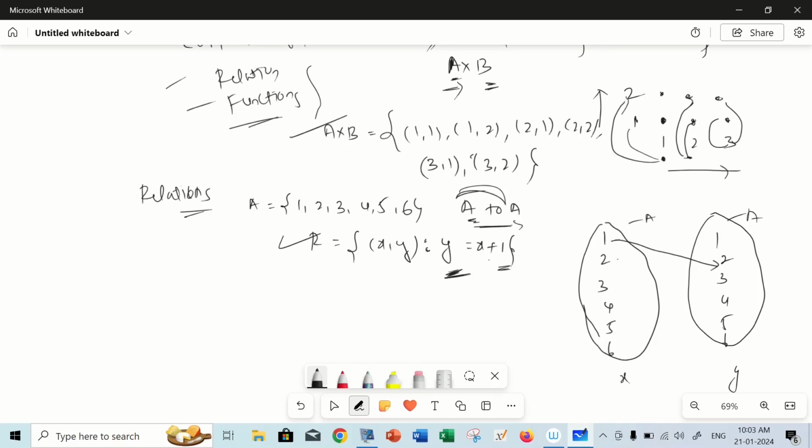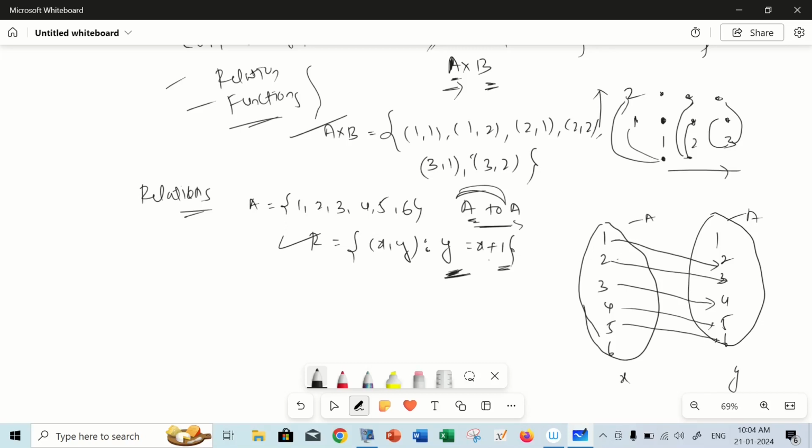Then we compare 1 and 2. Then 2 plus 1 is 3, and 3 is here. 3 plus 1 is 4, and 4 will come on this side. X is equal to 4, 4 plus 1 is 5, then 5 to 6, and 6 plus 1 is 7, but 7 is not here.